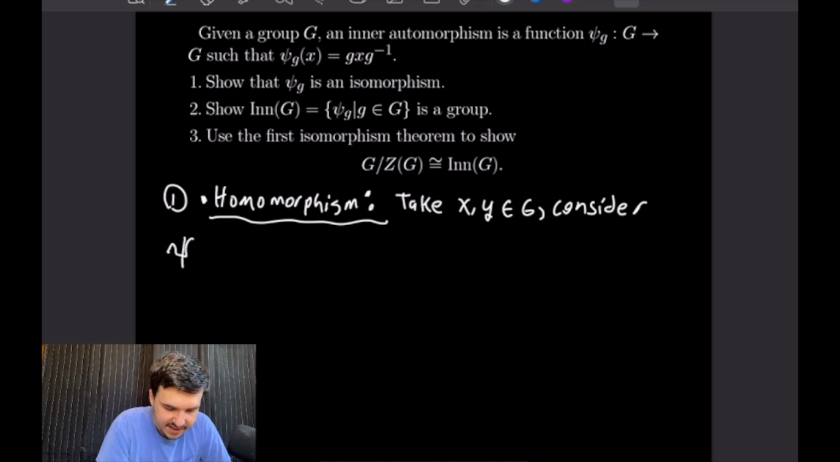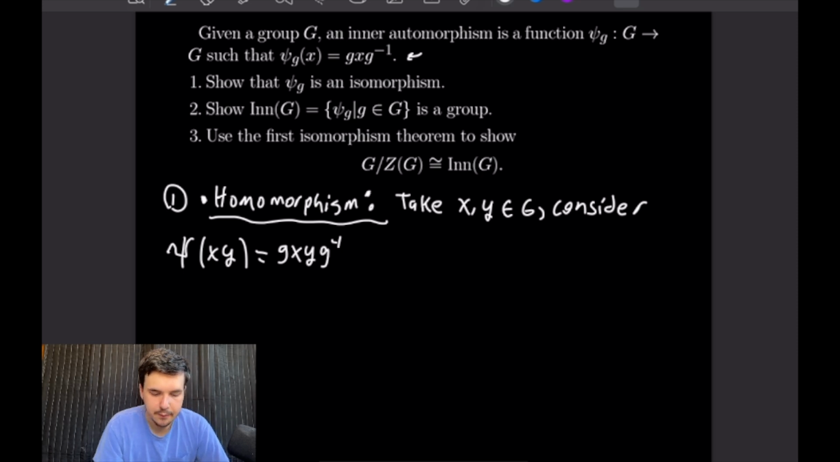So let's go ahead and consider psi of X times Y here. That is simply equal to our X and Y conjugated by this relationship that we've been given at the top here. So that will be equal to G times XY times G inverse. And now we have to show that this is equal to G x G inverse times G y G inverse.